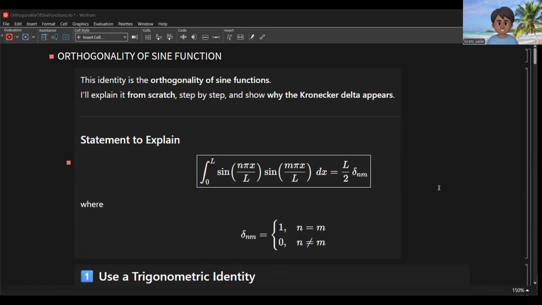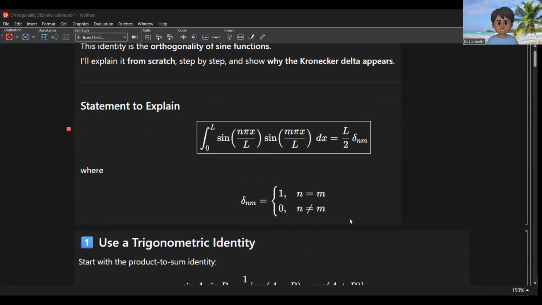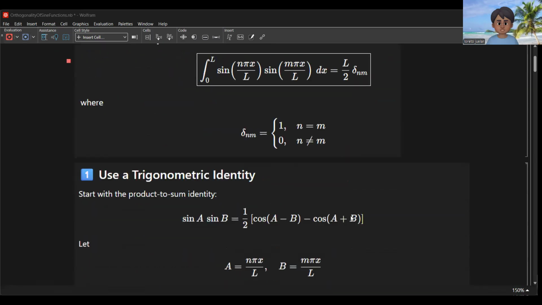Orthogonality of sine functions. This identity is the orthogonality of sine functions. Now, this is the equation that we are going to prove here: the integral of the product of sine n pi x over L and sine m pi x over L from 0 to L is equal to L over 2 times the Kronecker delta, where the Kronecker delta is equal to 1 if n is equal to m, and equal to 0 if n is not equal to m.